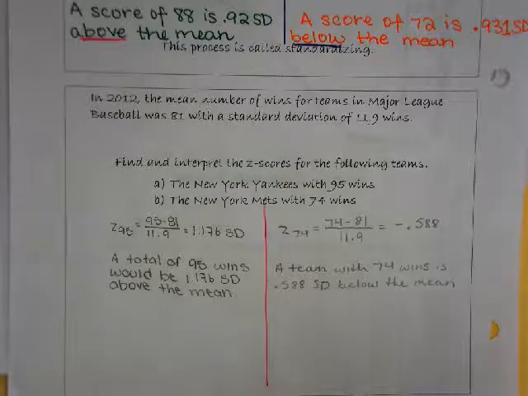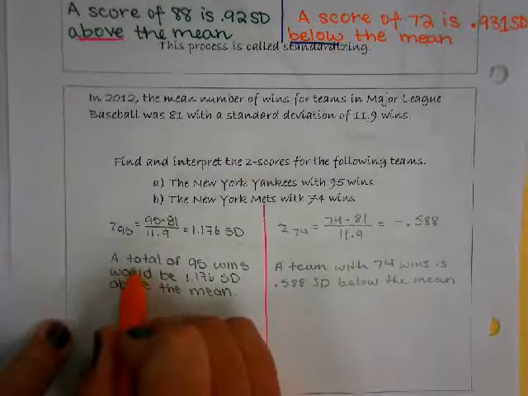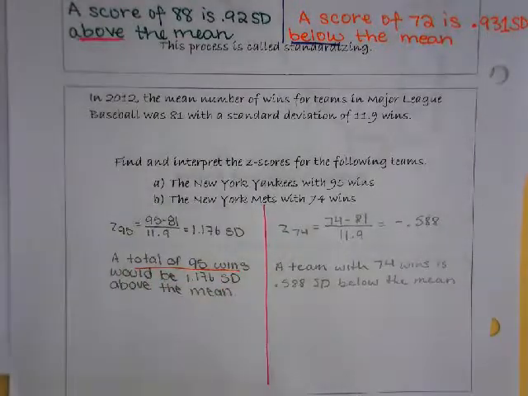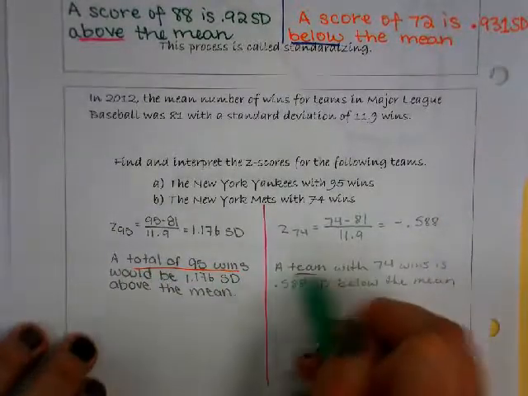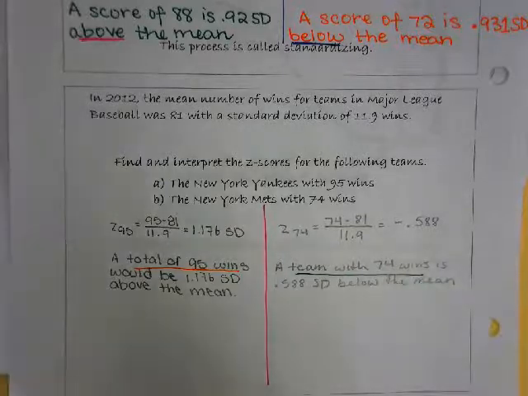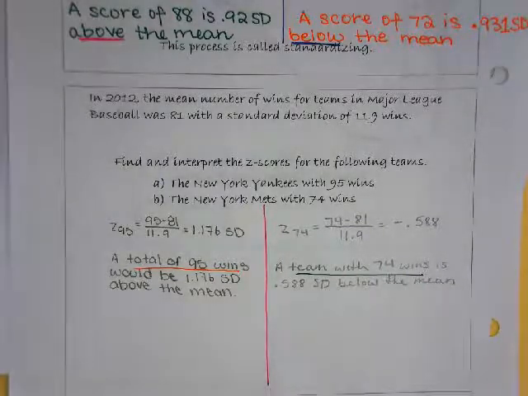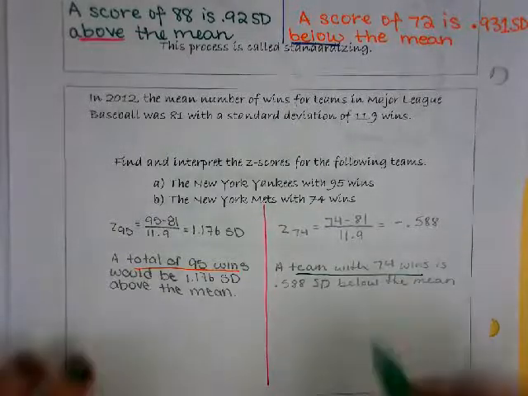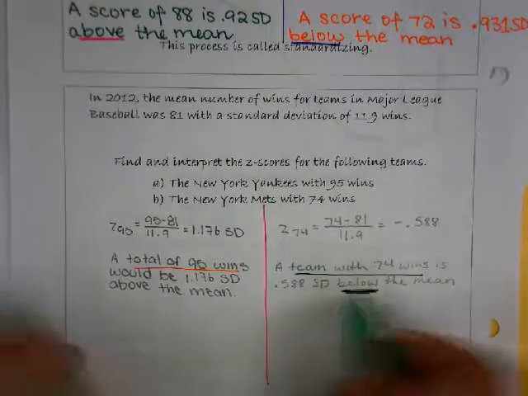She mentioned a total of 95 wins. Hannah said a team with 74 wins. As long as somewhere in there you're getting the correct units of what we're talking about, you're fine. The other thing, this one was negative, so it was below the mean, although I don't think I saw anybody who mixed that one up.